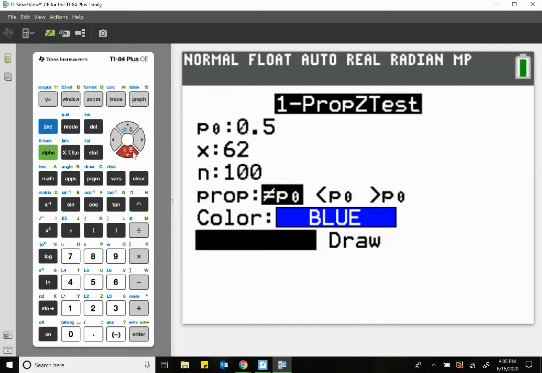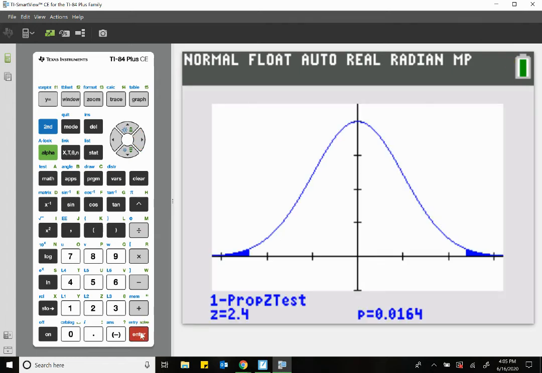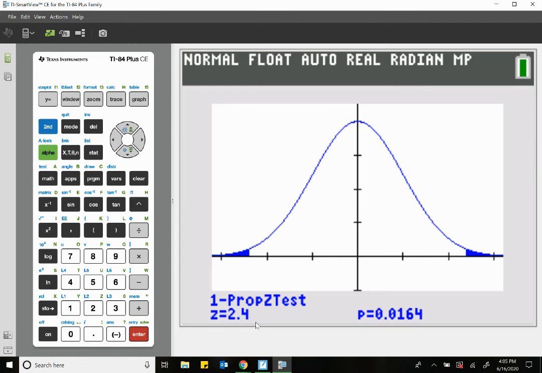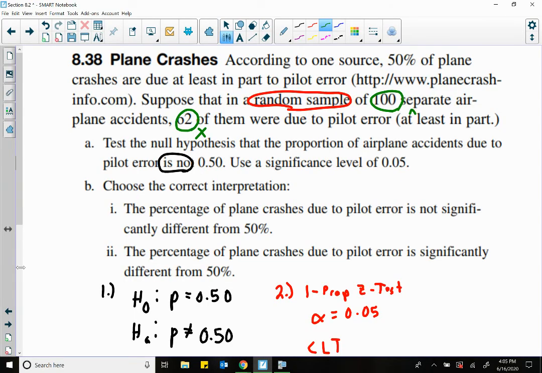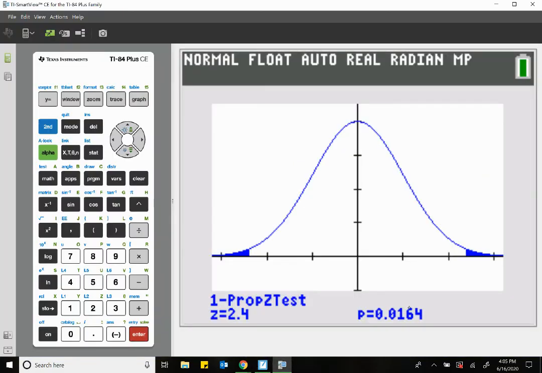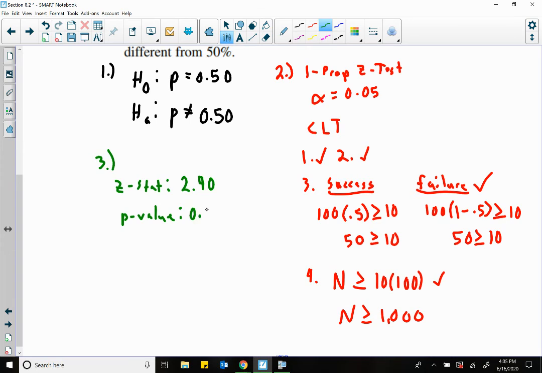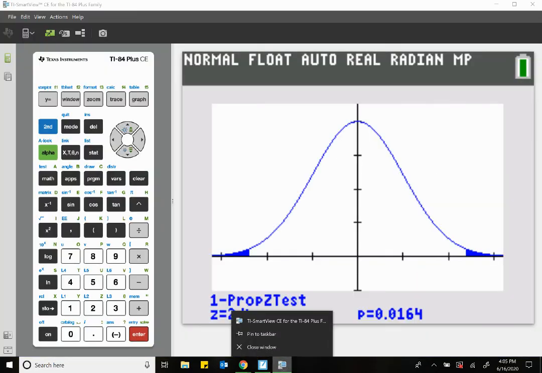So we go back in here, and I'm going to have it draw it. Yay, there it is. So if we report out, our Z statistic is 2.40, because it probably wants 2 decimals, and it probably wants the 4 decimals for this, 0.0164. So our Z statistic, 2.40, and our p-value, 0.0164. Okay? There you go. That's how you do it on the calculator.